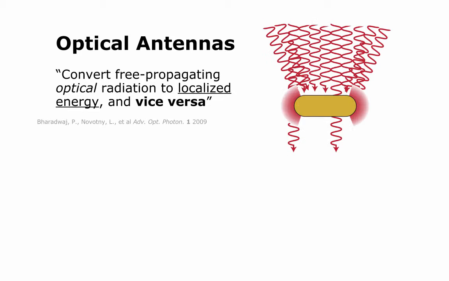It does that by absorbing a huge amount of the incident light. Not all of it, but quite a lot of it. And through some remarkable physics called a surface plasmon, the antenna converts that light into localized energy.